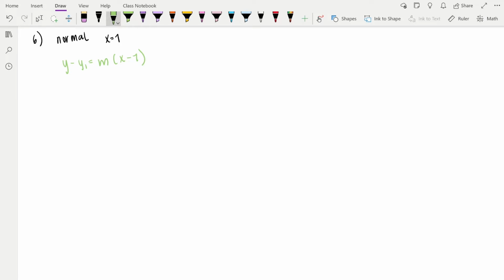So again, we're going to have y minus y1 equals m times x minus 1, because I already know that the x coordinate is 1. I also know that I can get the y coordinate by plugging the x into the original function, and I know that the slope is going to be negative 1 over the first derivative of the function at the point x equals 1. So the function we're given is f of x equals x squared minus 3x plus 1.